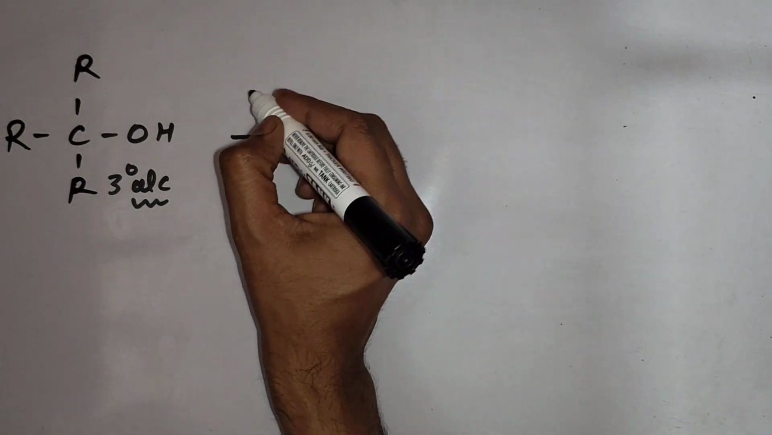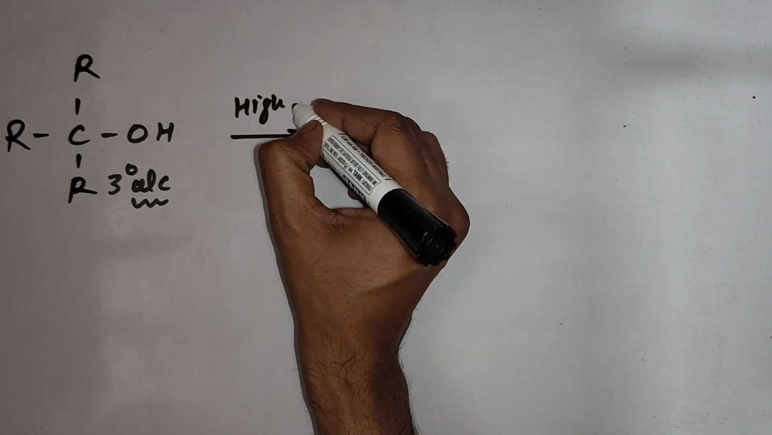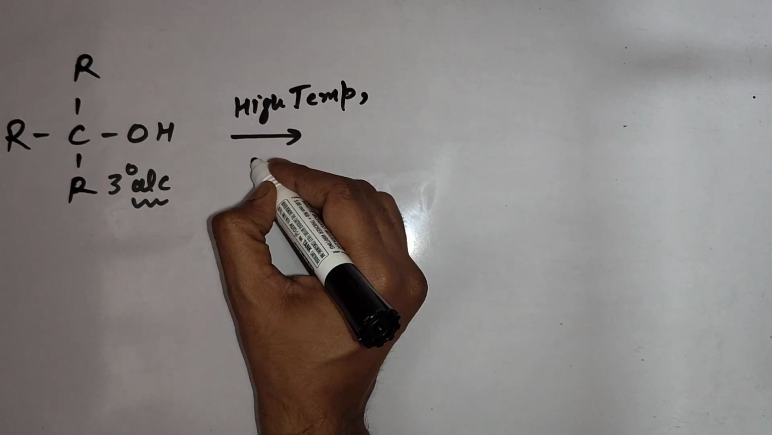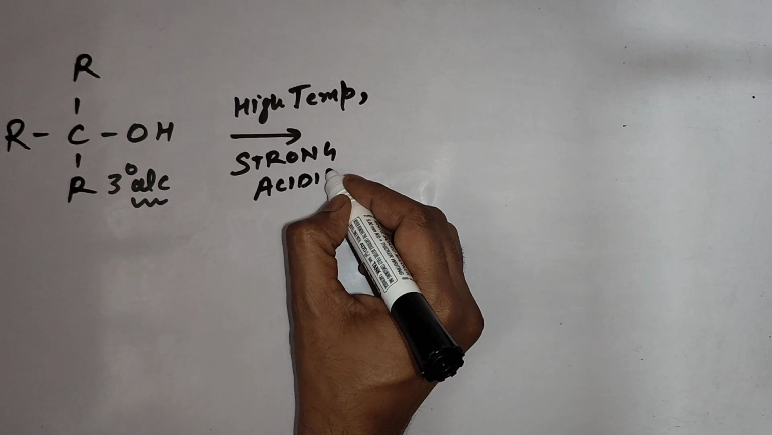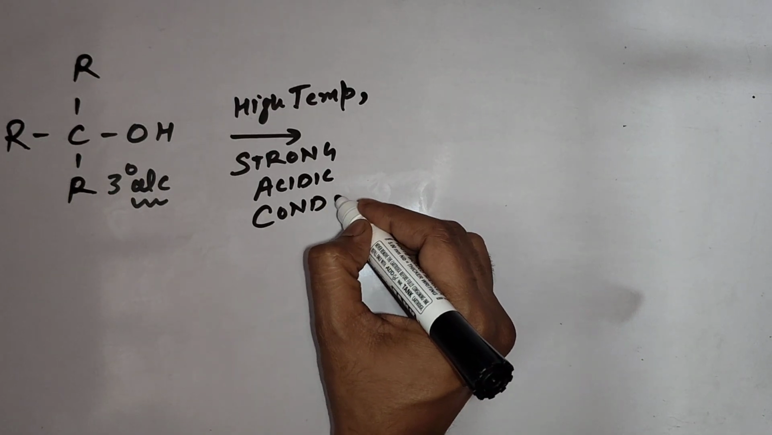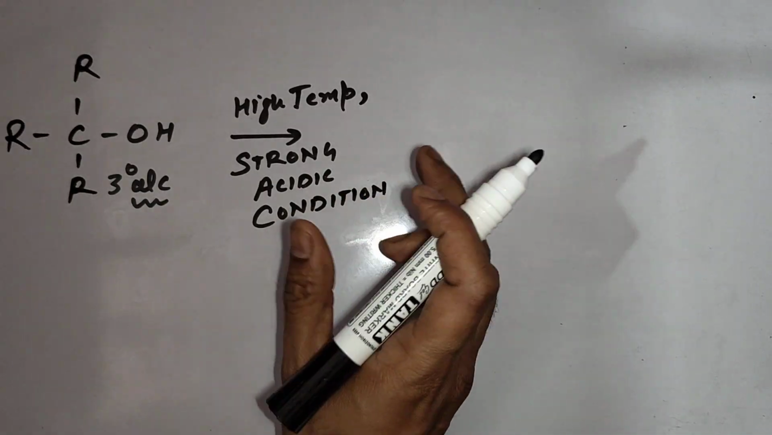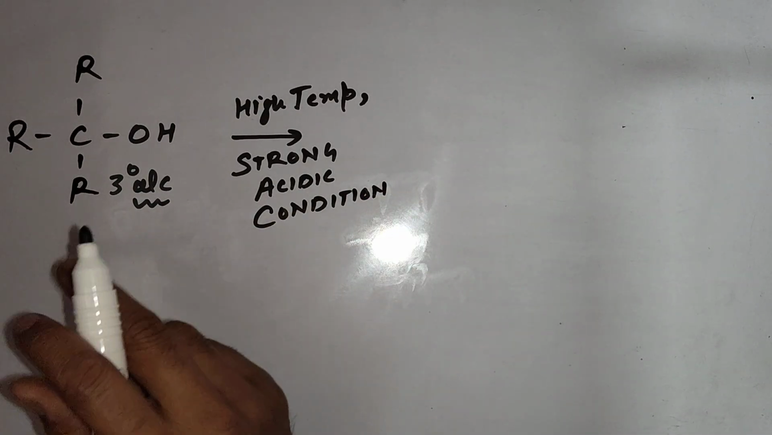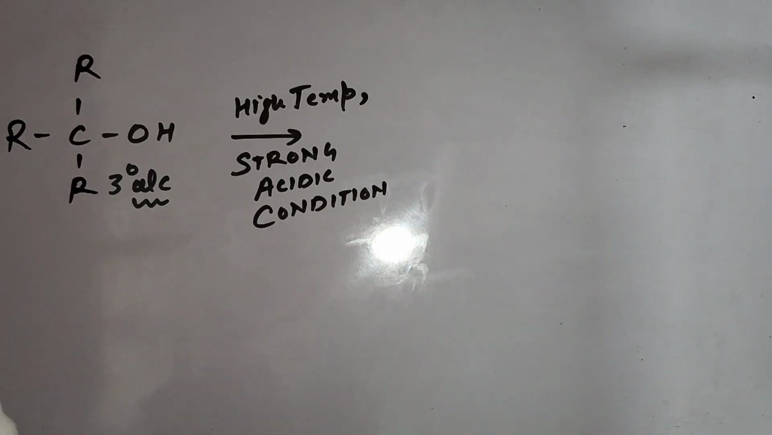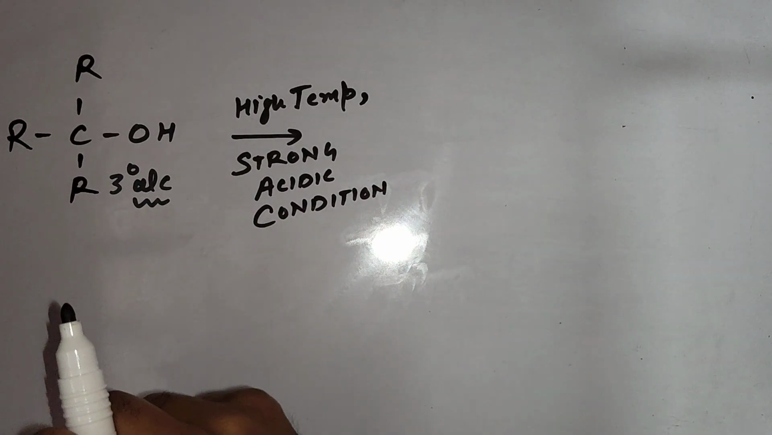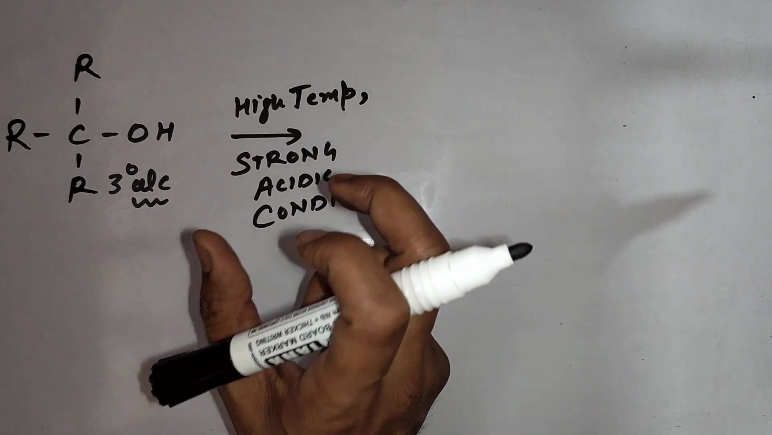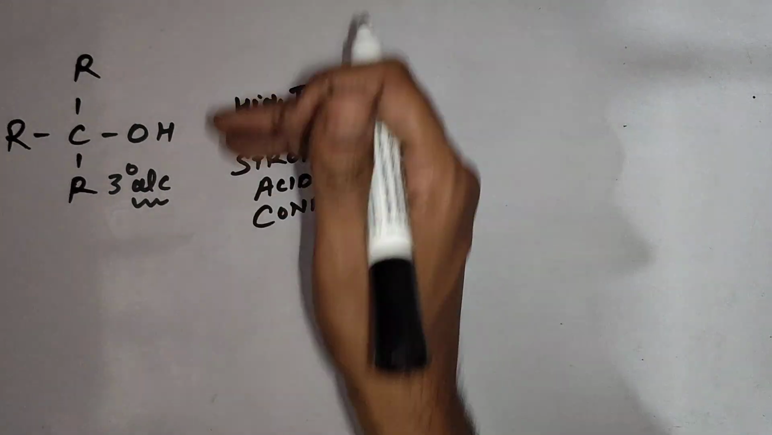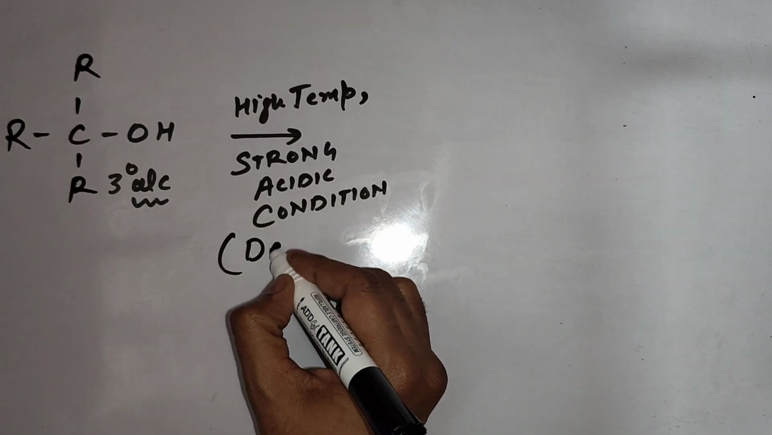For that, we require high temperature and strong acidic conditions. Means like concentrated acids we require here for its oxidation. With dilute acids or base or in neutral condition, 3-degree alcohol will not show any kind of oxidation. For that, high temperature and strong acidic conditions are required. In that condition, first it will show dehydration.